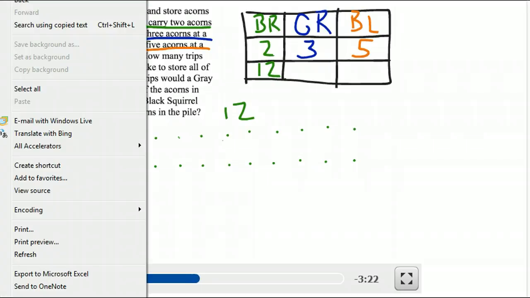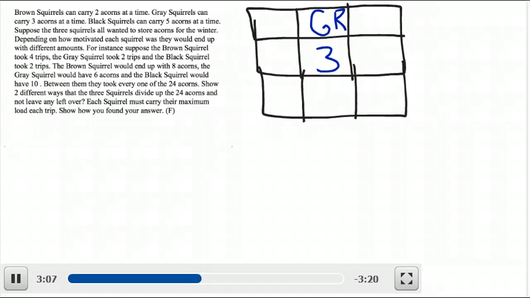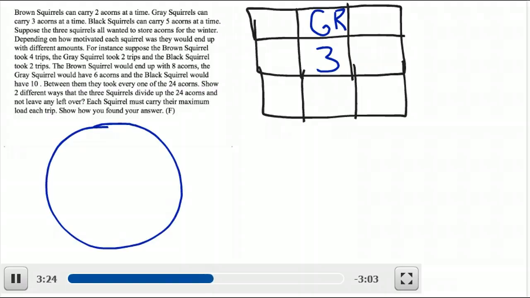Alright, now we're on a new screen, and I'm focusing this time just on the gray squirrel, who's carrying 3 acorns at a time, and I don't know how many it's going to take to carry 24. This time I'm going to use my fact family method. I'm going to draw a circle in here and see if I can think of the factors. So I know there's a 3, how many they're carrying at a time, and I know 24 is how many I want to end up with. So I want to know what number is in the same fact family as 24 and 3.